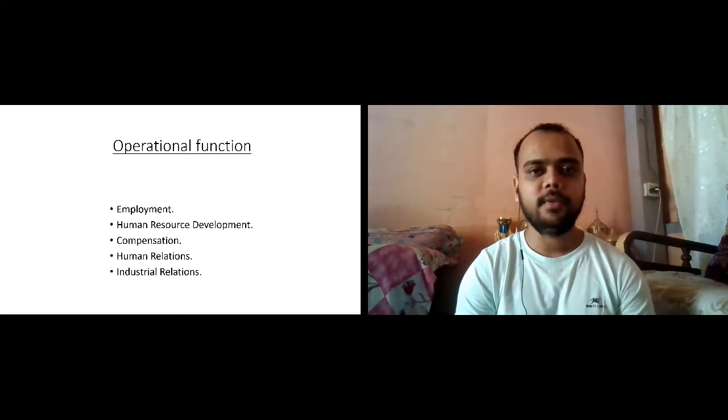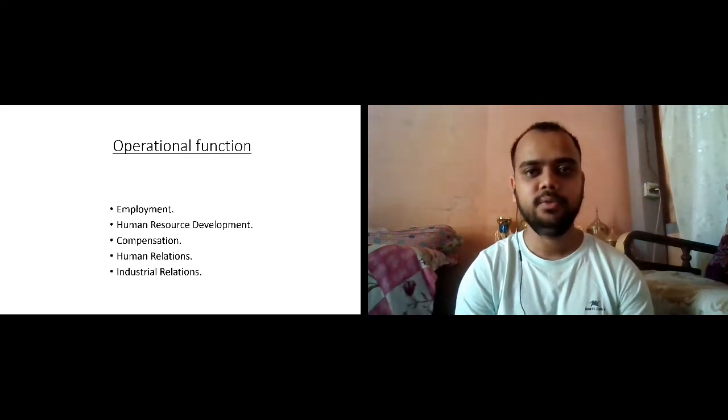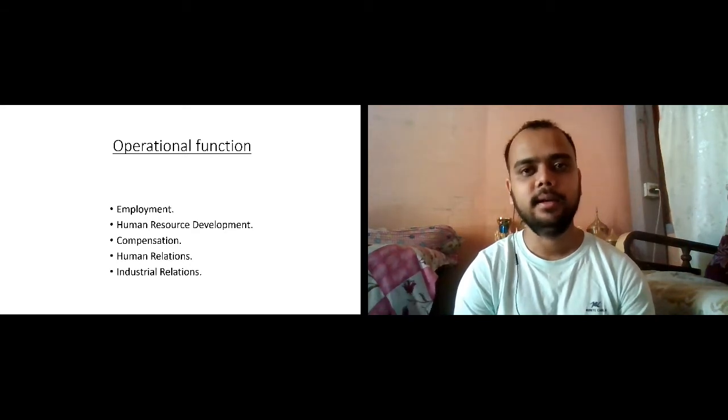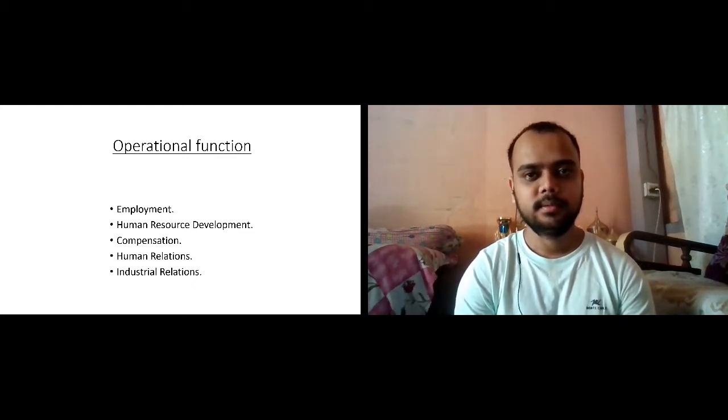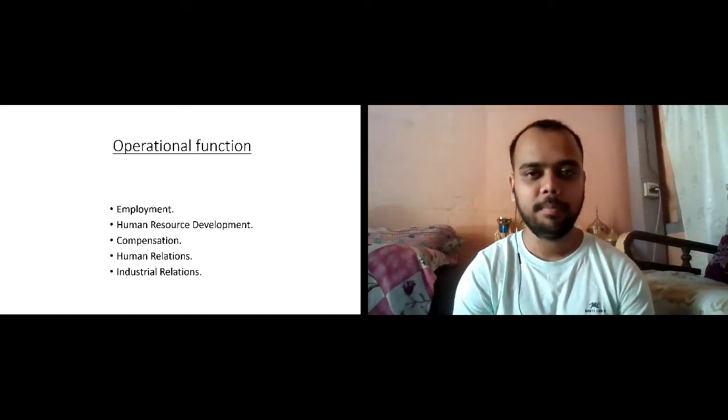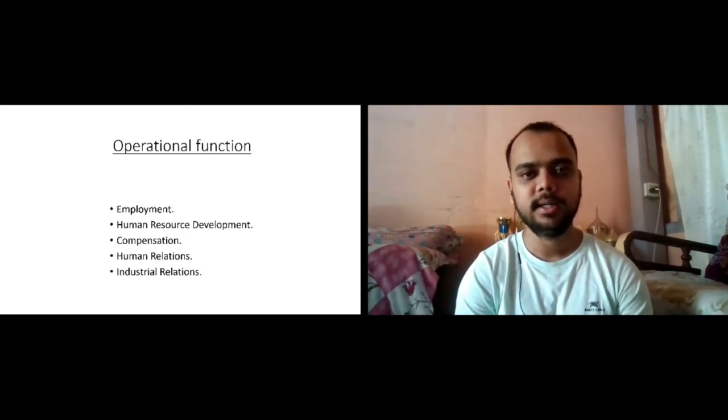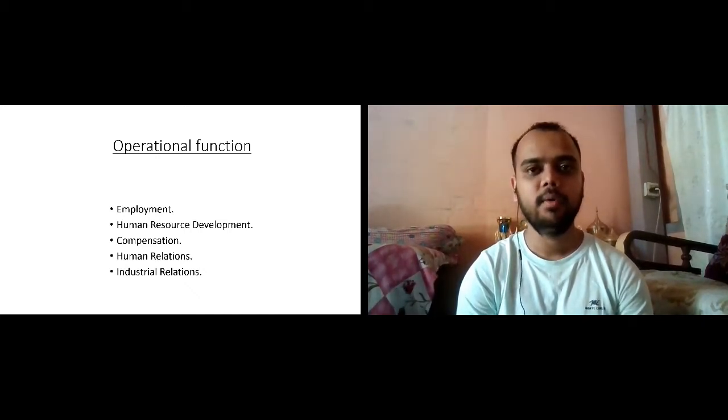Now, see, when we are classifying functions in two terms, one is the operational function and the other is the managerial function. Now, under operational functions, what are we going to learn? And under managerial functions, what are you going to learn? Under operational functions, we are going to learn how human resource management operates. How or where are the positions, or where are the parts, that HRM can be operated.